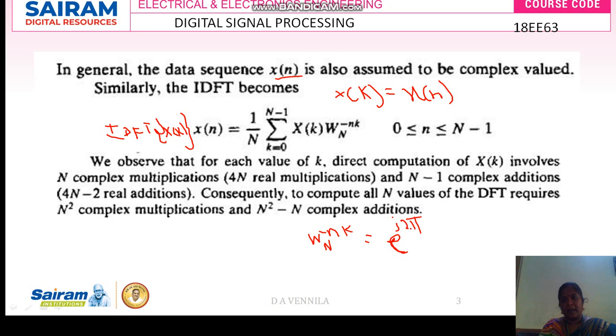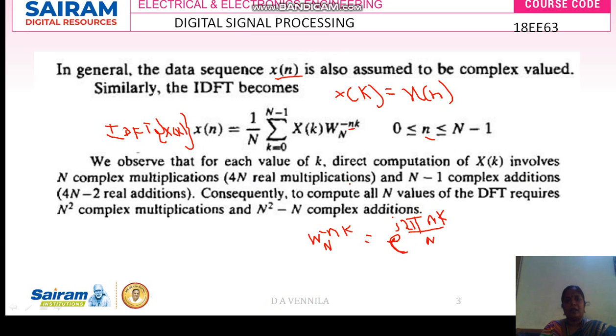This is the suffix, this is the prefix. The prefix will come in the numerator and the suffix will come in the denominator. So omega N to the power minus nk is equal to e power j 2 pi nk divided by N, and this n varies from 0 to N minus 1. Here this n is an integer and it varies from 0 to N minus 1.